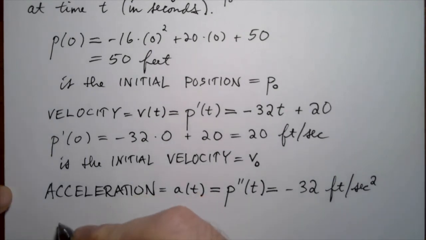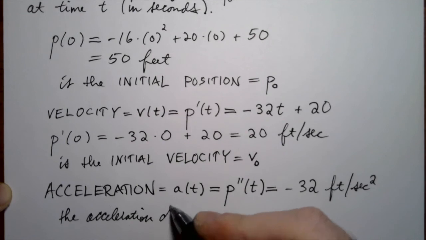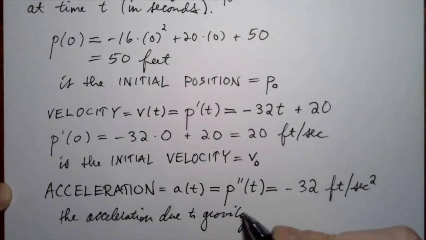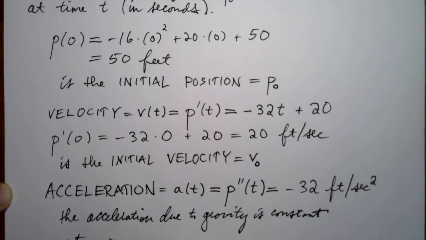So we found that the acceleration, in this case, the acceleration is due to gravity pulling downward on the piano. That's what's changing its velocity, is constant at minus 32 feet per second squared.